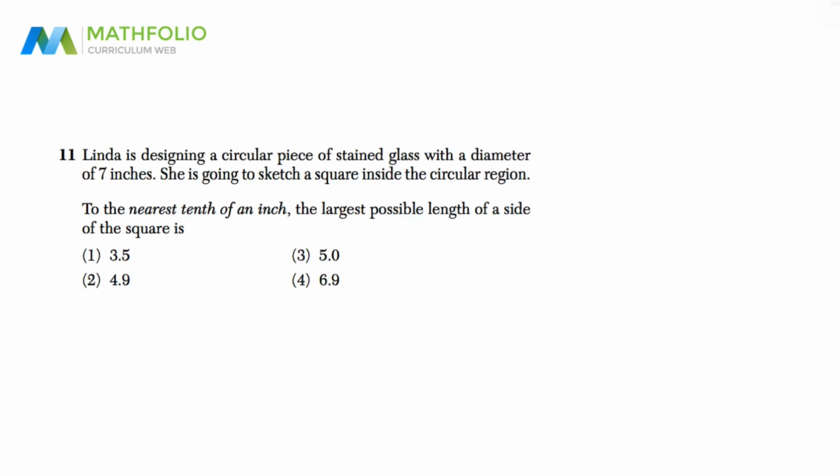Okay, so this is question 11. It says Linda is designing a circular piece of stained glass. It has a diameter of 7 inches. Even though it tells us 7, I could label it: the whole thing from side to side, from here to here, is 7 inches. But maybe more useful is going to be the radius, which is 1/2 of this. So that's 3.5 inches is the radius.